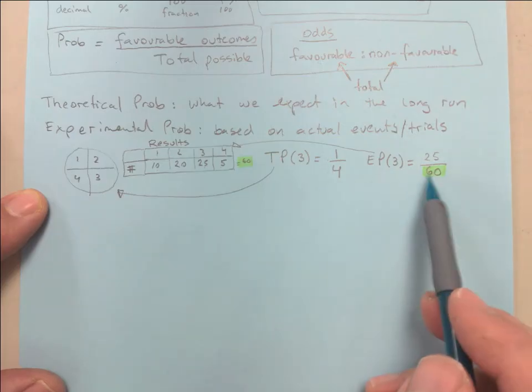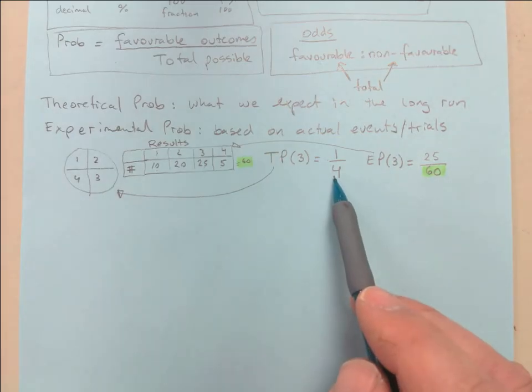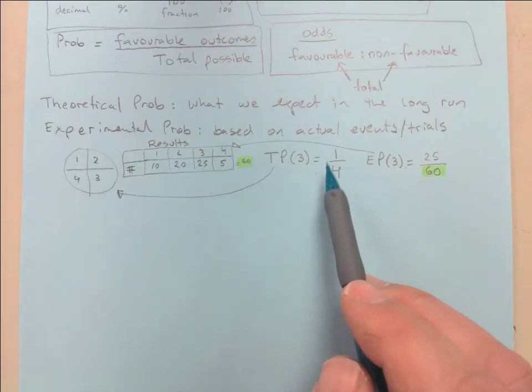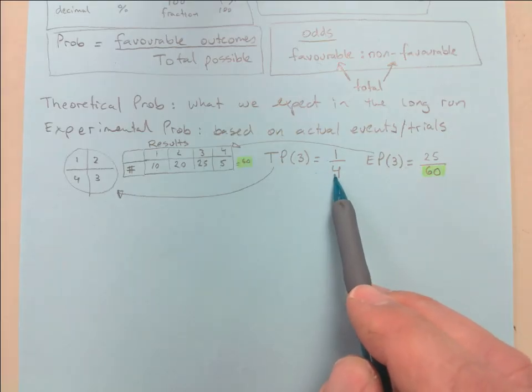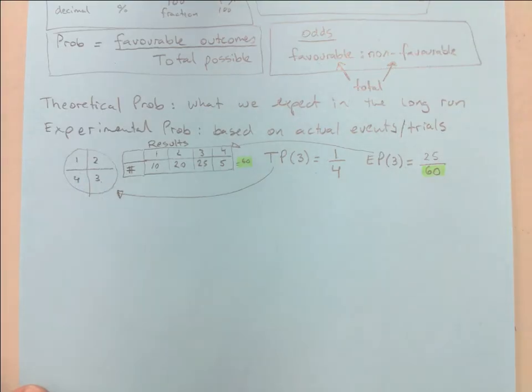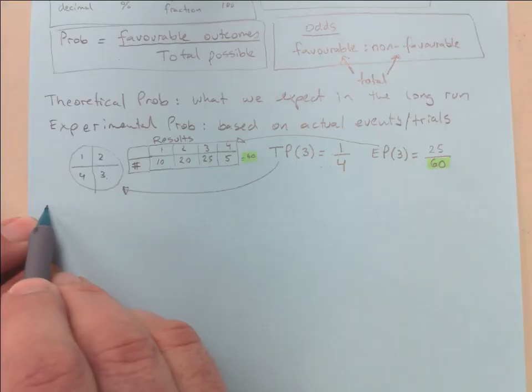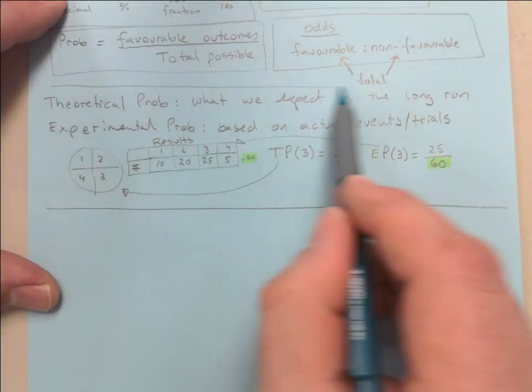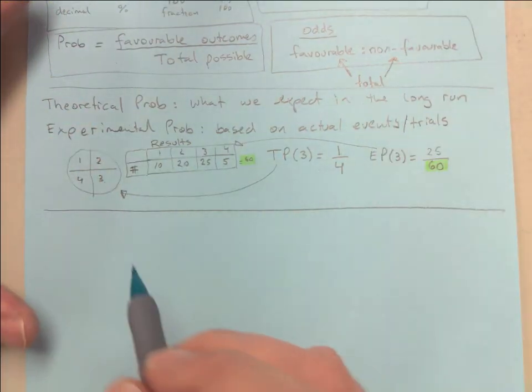Which one is more accurate to make a prediction in the long run? Like if we're spinning it 2,000 times, which of these probabilities should you be using? Theoretical probability. We expect it to be 1 out of 4 times that it will land on 3. Okay, so that's that. Another concept that is important. So this is my theoretical probability concept block.